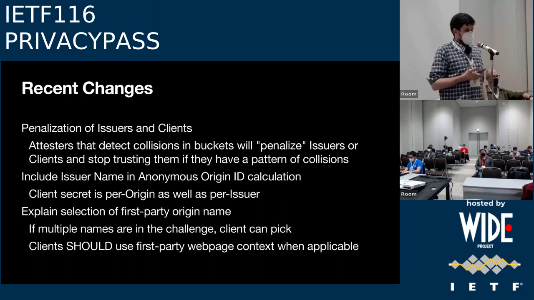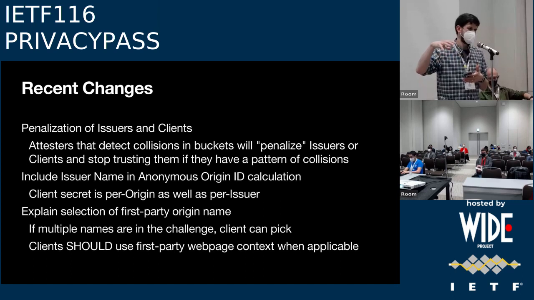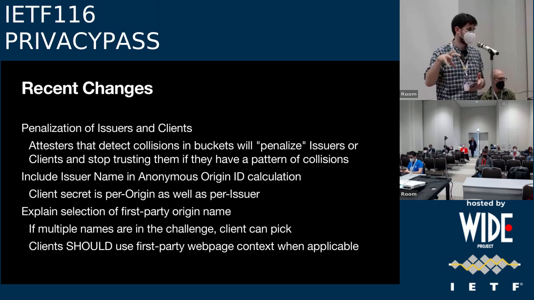So that's the main change. The second change doesn't actually change any of the compatibility or interop for the protocol, but there's a field which is currently named the anonymous origin ID. This is something that the client presents to the attester as an anonymous version of the origin name. It's just kind of like a random blob that the attester uses to bucketize the counts for rate limiting. And it can be calculated in different ways.